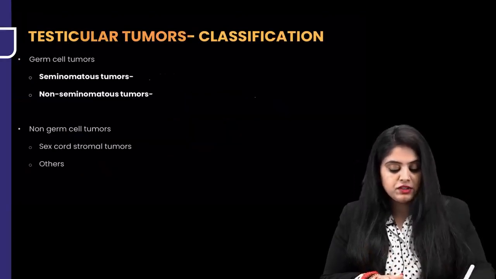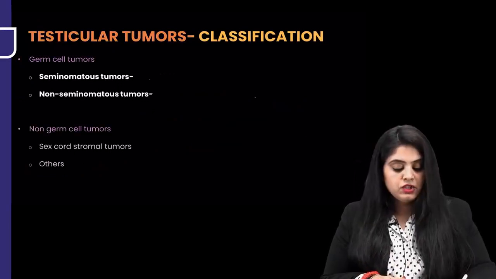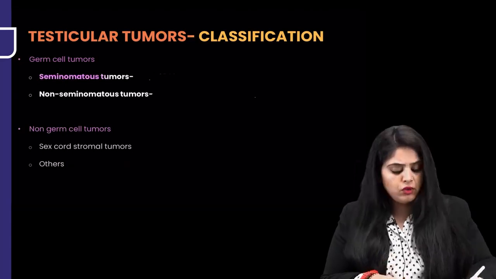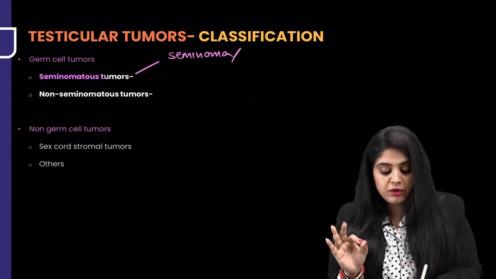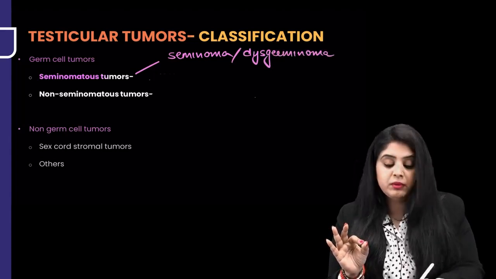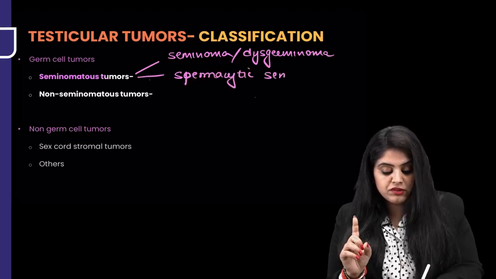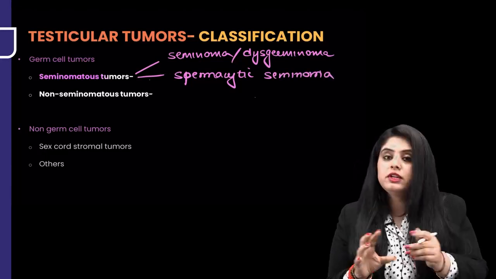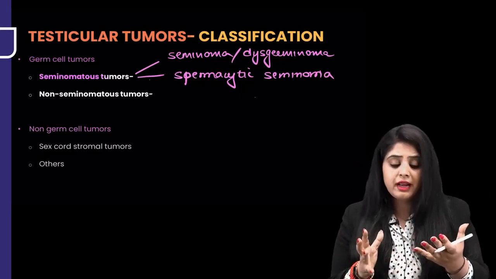Now let me come down to the classification. I have divided the testicular tumors into germ cell tumors and non-germ cell tumors. Germ cell tumors include, of course, seminomatous tumors, where there is going to be seminoma. Everything I have taught you, because seminoma is the same as dysgerminoma in the ovary. But there is a type of seminoma known as spermatocytic seminoma. That is something that you have not studied, and that is what I want to tell you. So I'm only going to teach you the extra points. The repeated points from the ovary we are not doing, because we want to finish the syllabus in a rapid manner.